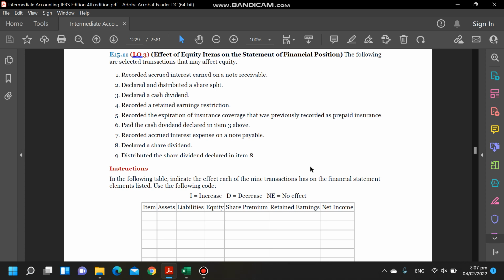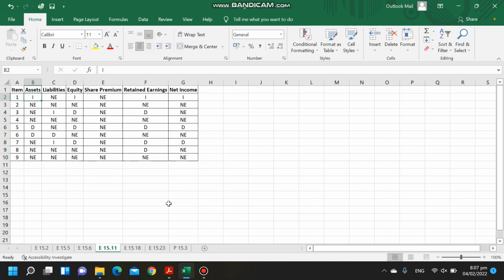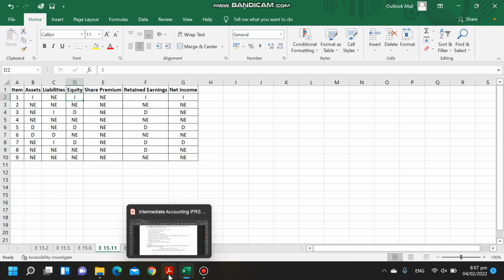As you know already, interest receivable is a part of asset. So the asset will increase, of course, and then you will have interest revenue. Revenue, remember, will increase your net income, and therefore will increase your retained earnings also. And if retained earnings is increased, it will increase your equity. So you need to remember the interrelationship between the components. For liabilities and share premium, there is no effect.